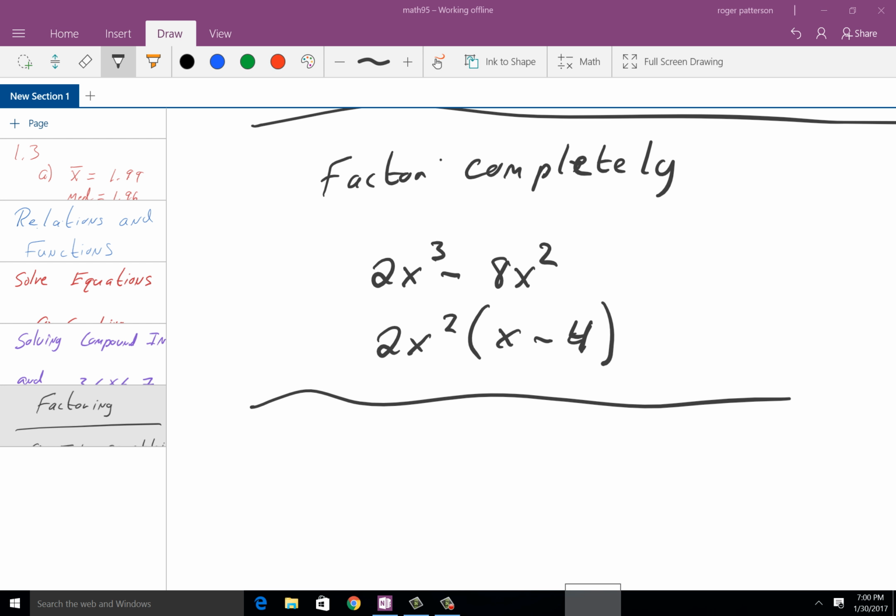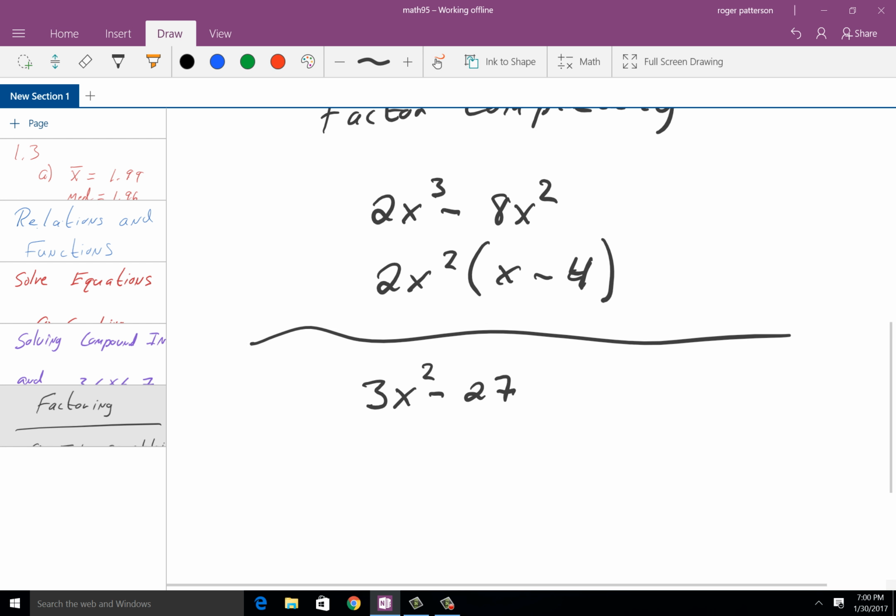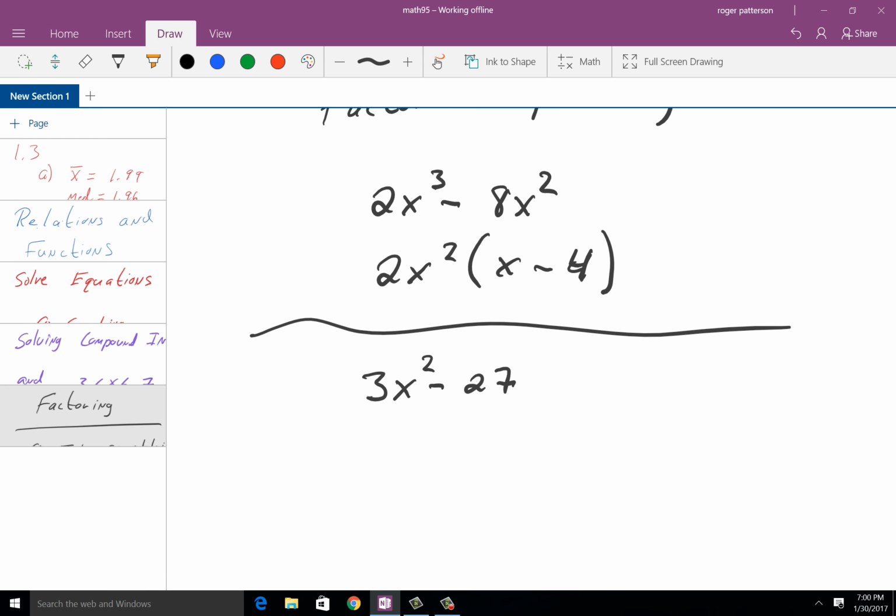We're still factoring completely. Let's try 3x squared minus 27. Okay. So, again, I'm going to ask myself, can I take anything out of that? Yes. 3. When I take 3 out, what am I left with? X squared minus 9.